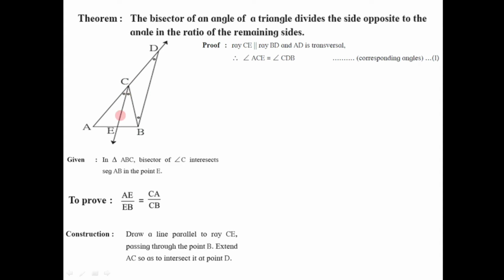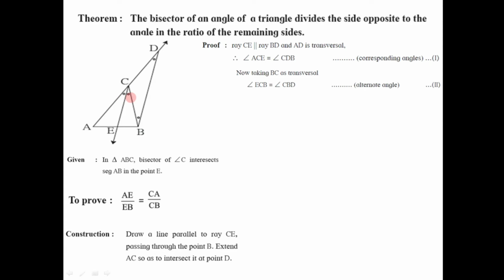Similarly, if we consider the same two lines, CE parallel to BD, and this time consider BC as the transversal, then we again have a pair of angles, ECB and CBD. These two angles are alternate angles, and if two lines are parallel, then the alternate angles are also equal. That's why angle ECB is congruent to angle CBD, as they are alternate angles. We call this equation number 2.